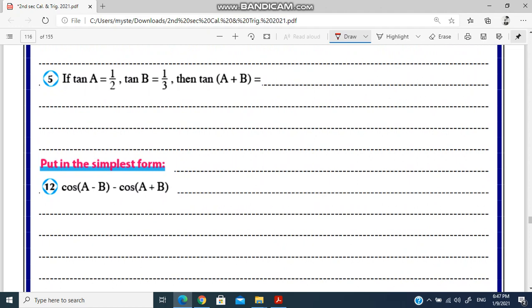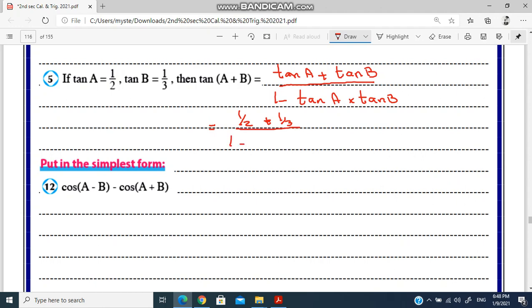Here we have tan a equals 1 over 2 and tan b equals 1 over 3. Then find tan a plus b. So tan a plus b equals tan a plus tan b over 1 minus tan a tan b, equals 1 over 2 plus 1 over 3 over 1 minus 1 over 2 times 1 over 3. The numerator will be 5 over 6 and the denominator will be 5 over 6. So the answer will be 1.